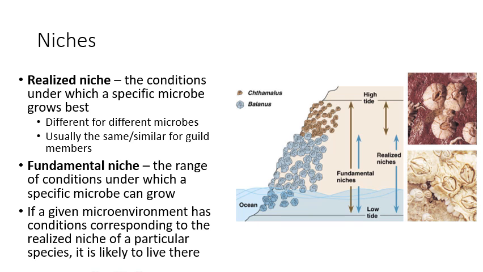Of course, since you don't always have the perfect realized niche conditions in the actual natural environment, sometimes you're going to have microbes growing in a place that's not quite optimal for them. And for that reason, we also have the concept of the fundamental niche, which is the whole range of conditions under which a particular microbial species can grow at all.